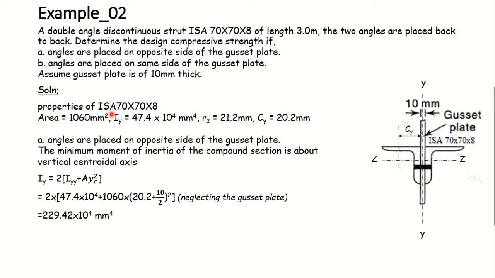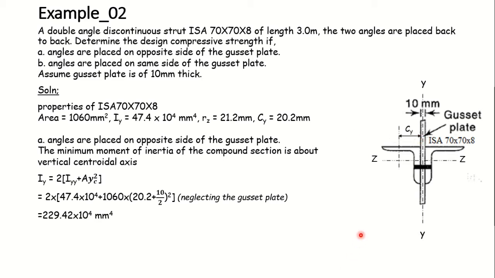Now the first case: angles are placed on the opposite side of the gusset plate. This is the arrangement, and this is the gusset plate that has been provided. The two angles have been placed on the opposite side of this gusset plate. So for this, what will be the load carrying capacity of this member? First, we need to find the radius of gyration of this compound section when angles are placed on the opposite side of the gusset plate. We need to find the radius of gyration about the z-axis and about the y-axis, and out of these two, whichever is the least radius of gyration will be taken for calculation of the load carrying capacity.